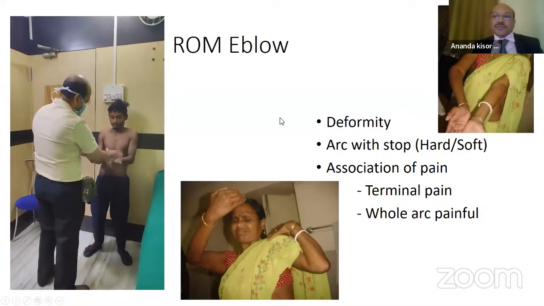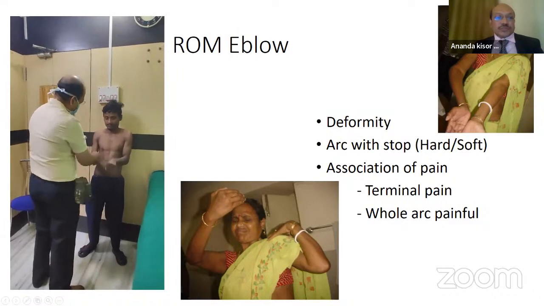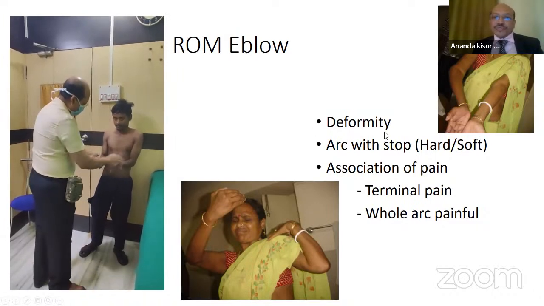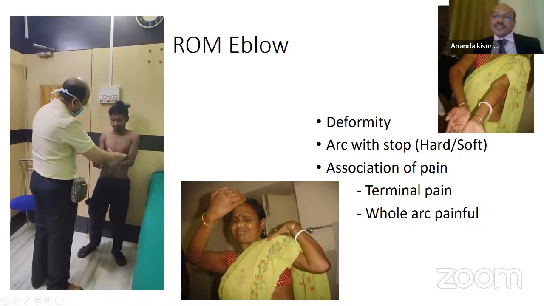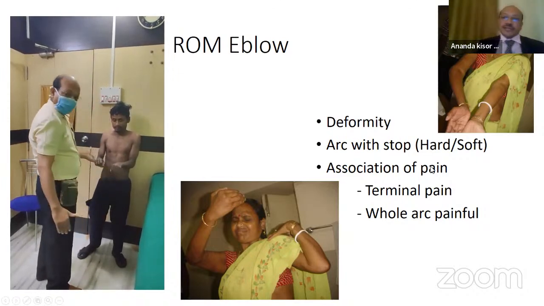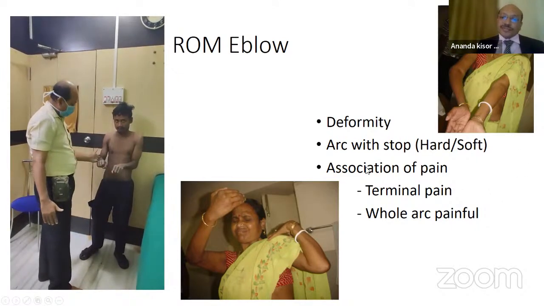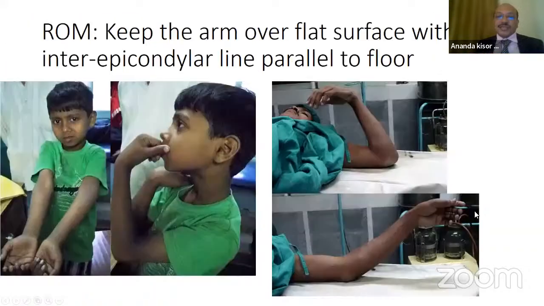Always check whether there is a deformity. That means whether the movement is starting from the zero position or from a deformed position. And then we have to check the arc, whether there is a hard stop or a soft stop, and whether it is associated with pain or not. If there is terminal pain, it is diagnosed as synovitis. If the whole arc is painful, that is arthritis.